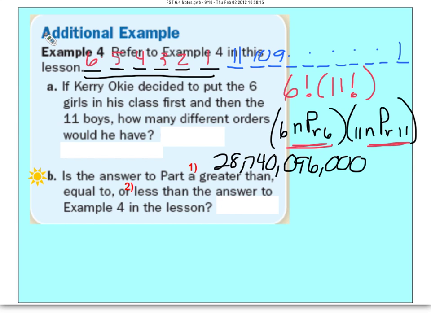So his list got a little bit shorter. So part B: is the answer to part A greater than, equal to, or less than the answer that we did before? Clearly, this is a smaller list, but it is still quite unreasonable to make a list for every single order.